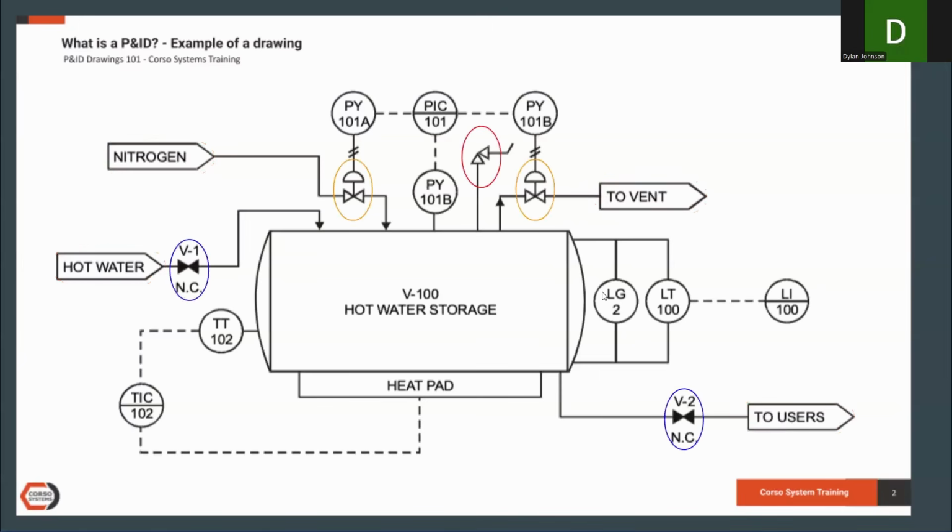Let's talk about valves, starting with these blue ones. These are normally closed valves. You can tell by the NC as well as the filled in symbol. That means if something fails, these valves default to closed. That's important for safety. If power or control is lost, we want to know exactly what these valves do. In this case, they close and flow automatically stops.